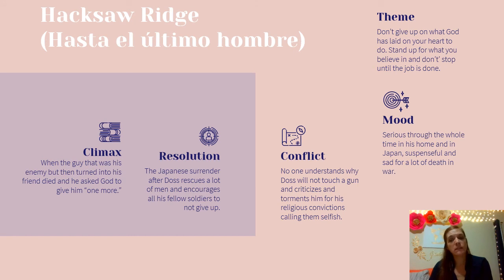Conflict: no one understands why Doss will not touch a gun and criticizes him for his religious convictions, calling them selfish. Okay, that was the whole conflict. That's the conflict between the protagonist and antagonist, right? The antagonist, the military guys, no one understands that he will not touch a gun, and they criticize him and torment him for his religious convictions. And then mood, it was serious through the whole movie. In his home and in Japan, it was suspenseful and sad, with a lot of death in the war.